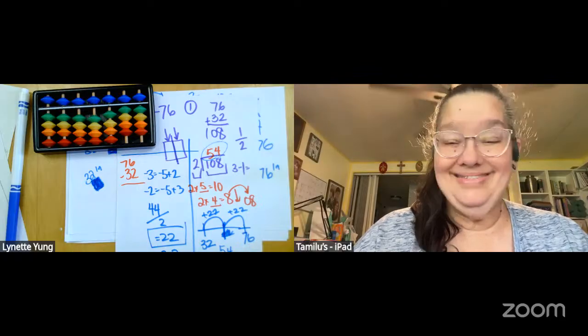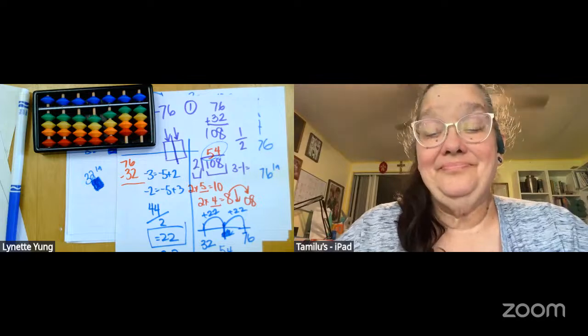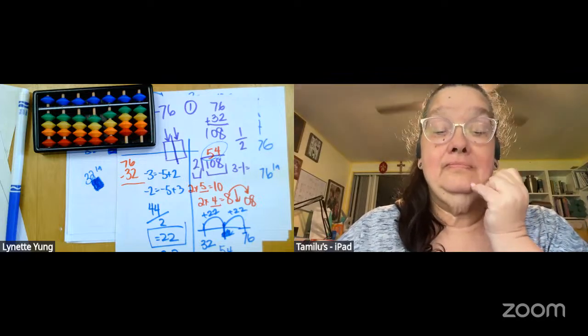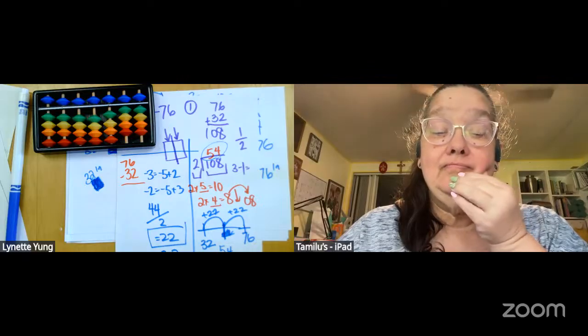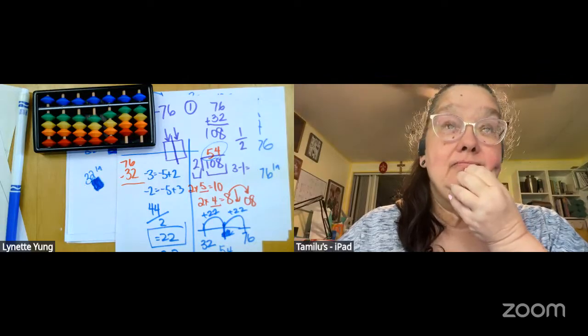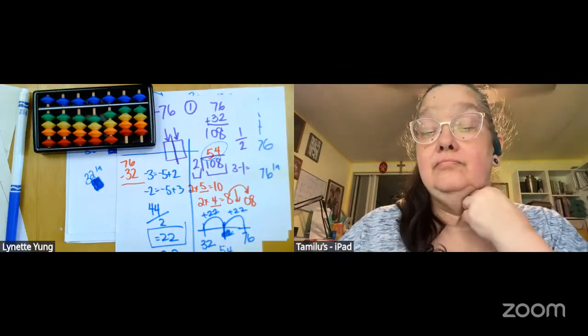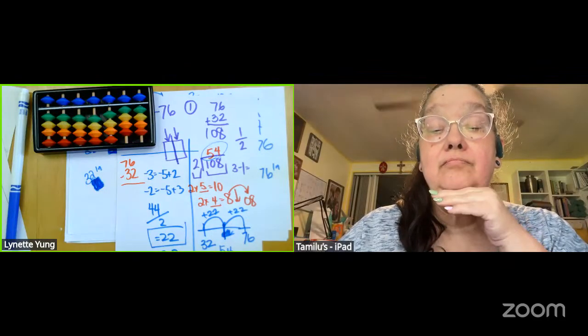So that's when I Googled it, and I got: we're going to take 76, we're going to take 32, we're going to add them, because we're trying to find the middle number between 32 and 76. Dividing it by 2 will give me that middle number. And so that's what I did.